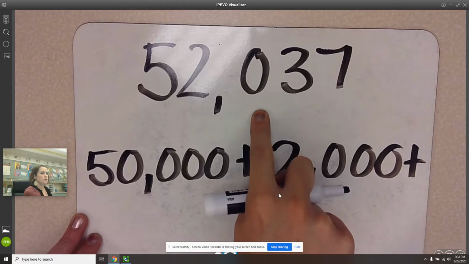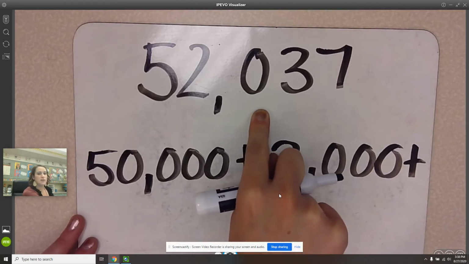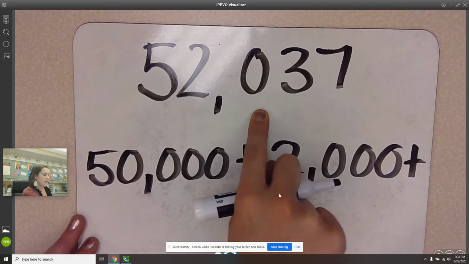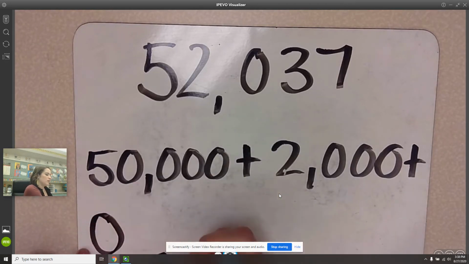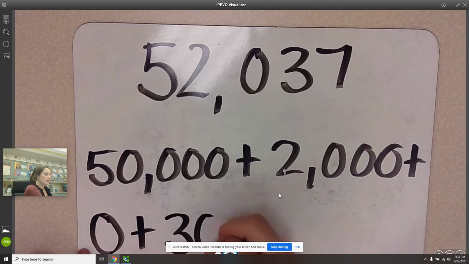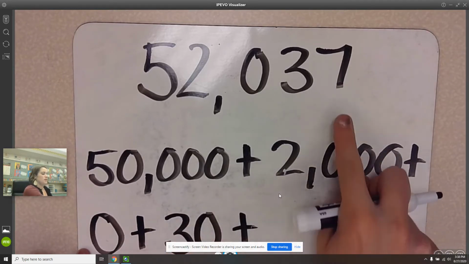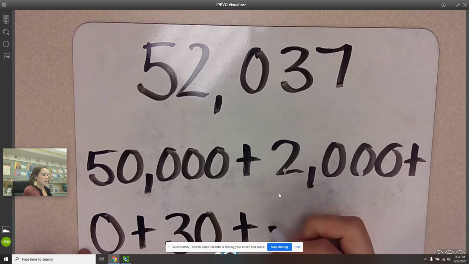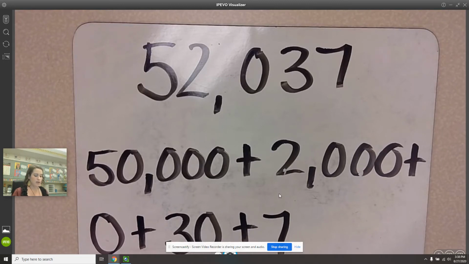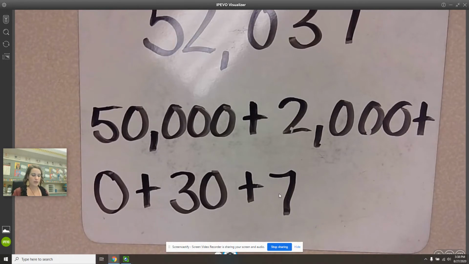plus, now don't get tricked by this, okay? That's the hundreds place, but there's 0 there. So it has a value of 0. There's nothing there. So we put 0 plus the value of our 3, which is 30, plus our value of our 7 in the ones place, which is 7. So I have 50,000 plus 2,000 plus 0 plus 30 plus 7. Okay? So that's expanded form.